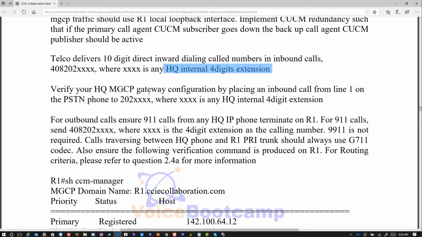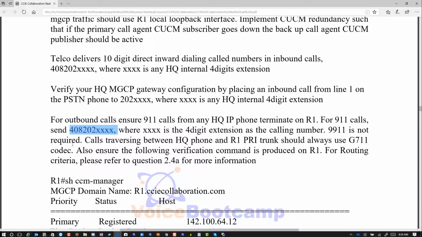You are to verify the MGCP configuration by placing an inbound call to your pod. For outbound calls, you need to ensure that a 911 call from any IP phone should work. Caller ID for 911 should be 408-202-XXXX, where XXXX is represented by the 4-digit extension.